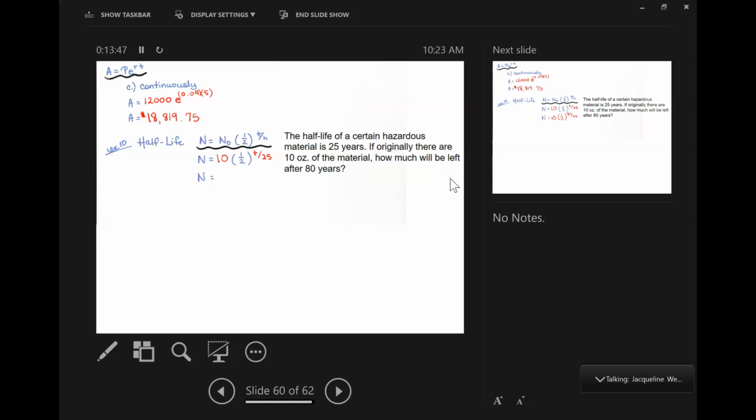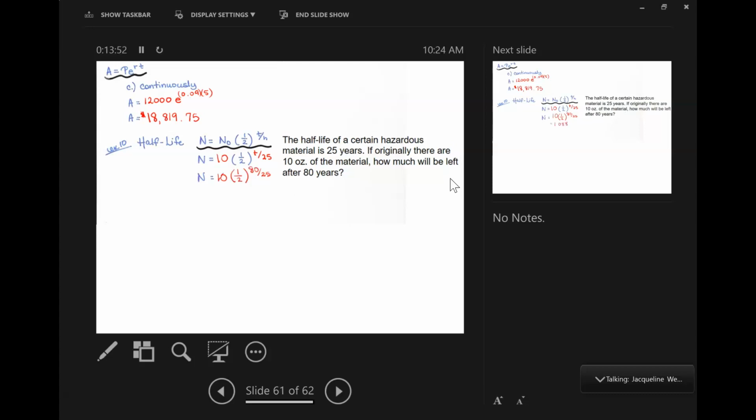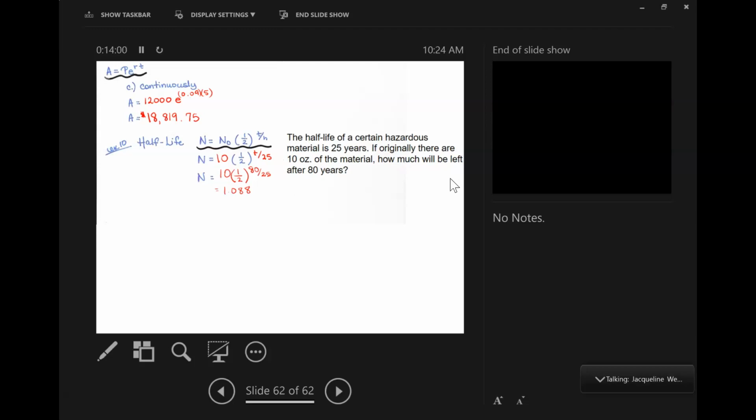H is the half-life time. That's how long it takes to cut in half. So for us, our time is 80 and our half-life time is 25 years. All right? So basically, there is still going to be more than an ounce of that left after 80 years, right? So again, that has to do with all kinds of environmental applications as well.